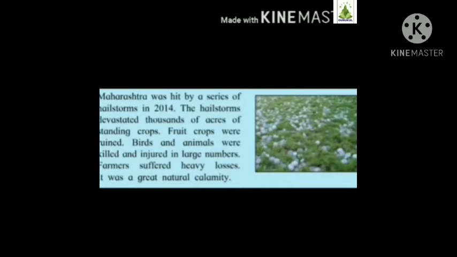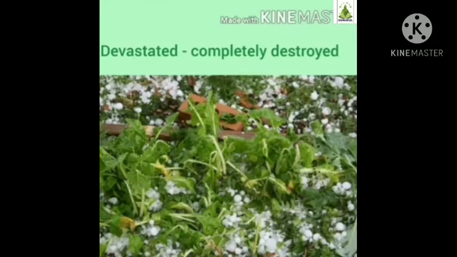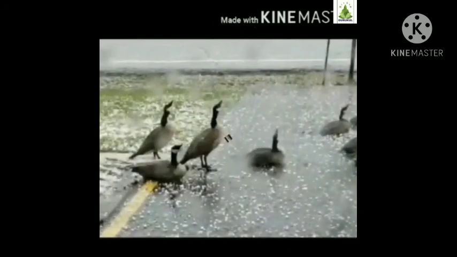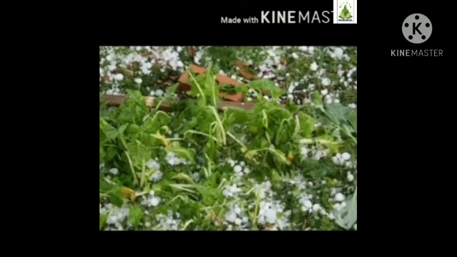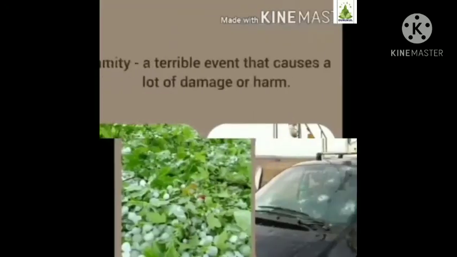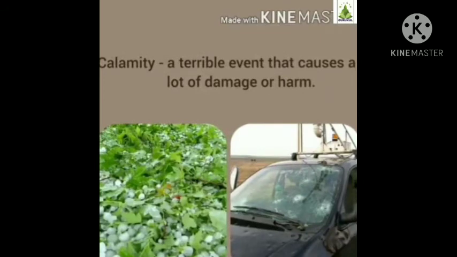Do you know, kids, in 2014, Maharashtra was hit by a series of hailstorms. The hailstorms devastated, which means completely destroyed, thousands of acres of standing crops. Birds and animals were killed and injured in large numbers. Farmers suffered heavy losses. It was a great natural calamity. Calamity means a terrible event that causes a lot of damage or harm.